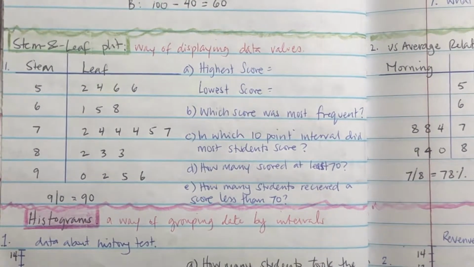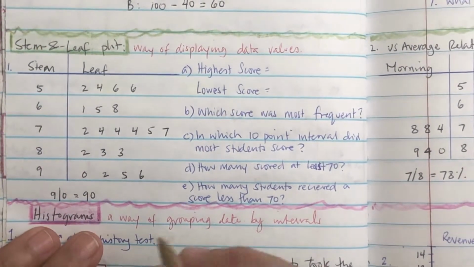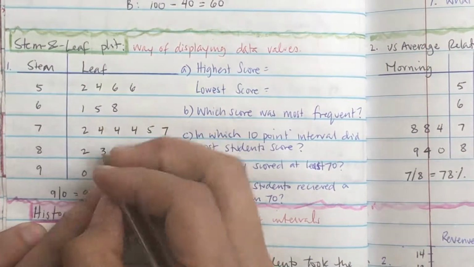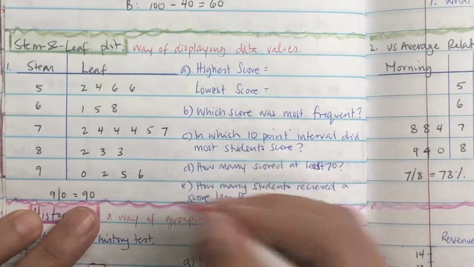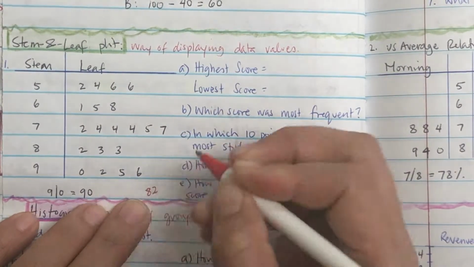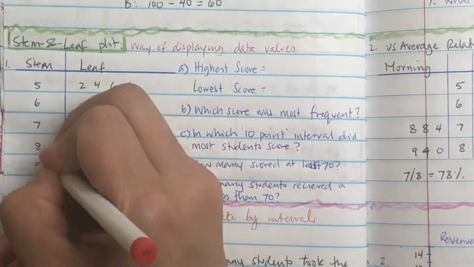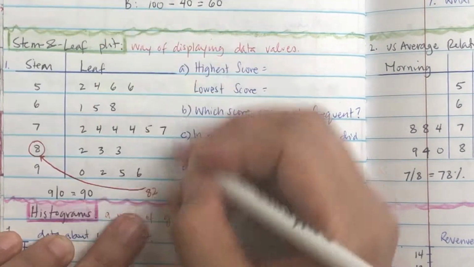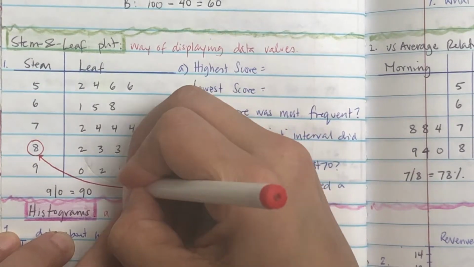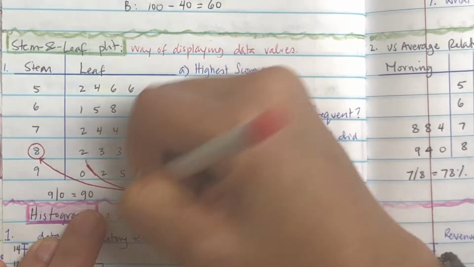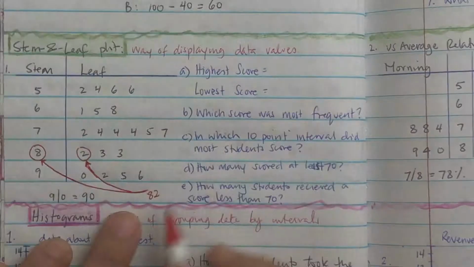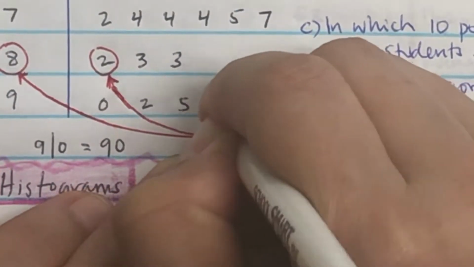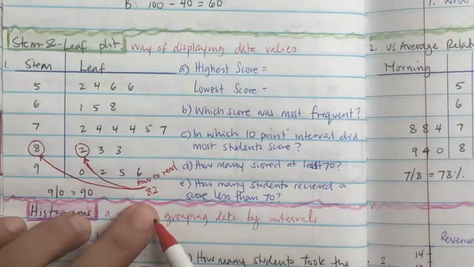Another way to represent it is by stem and leaf plot, which is a way of displaying data values. What happens is you have your stem on the left, your leaf on the right. So if I wanted to see the number 82, for example, the first number would be my stem, 8, and then 2 would be the leaf. So that's how you read it. This is a listening check. Color in the 8 and the 2 circle. So it's how to read 82.